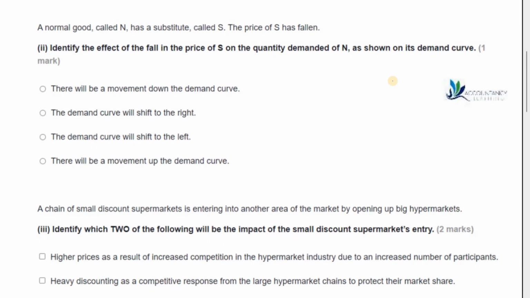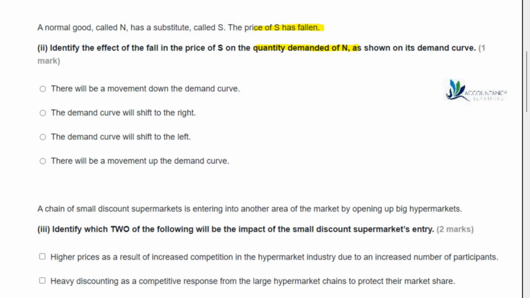Moving on to the next question then. A normal good called N has a substitute called S. The price of S has fallen. Identify the effect of the fall in the price of S on the quantity demanded of N as shown on its demand curve.